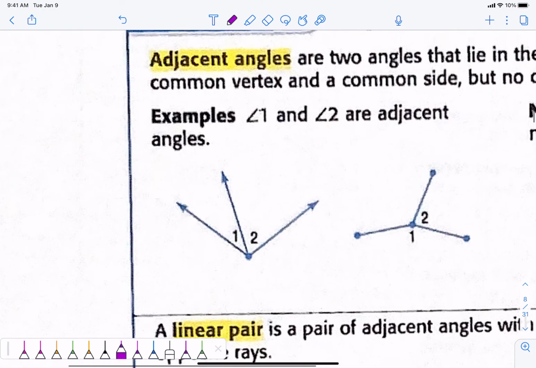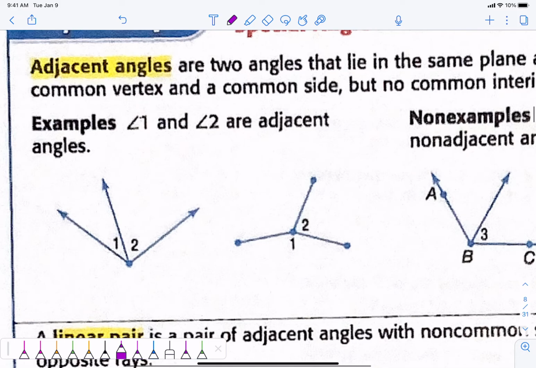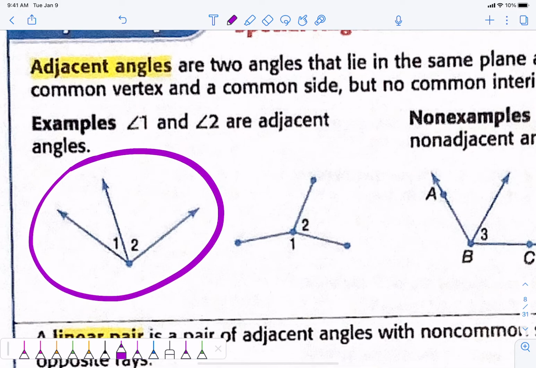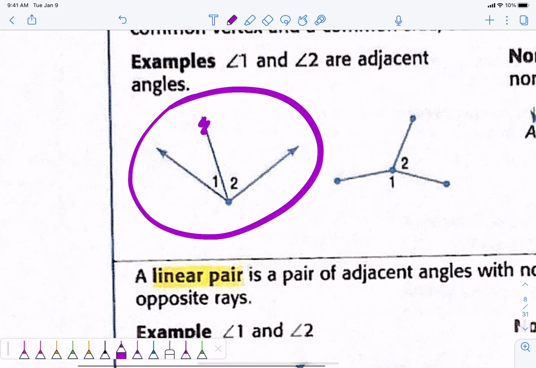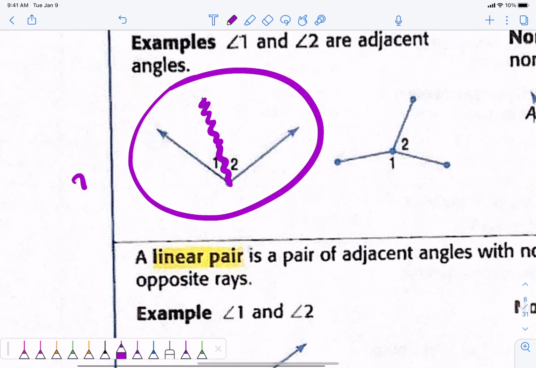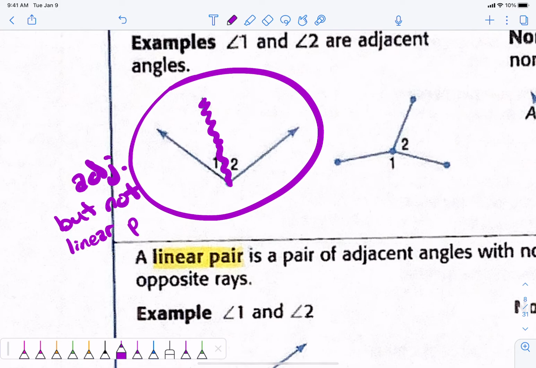All right, let's go down to this box. Those are the first 2 things that they have going on here. So adjacent angles, these guys are adjacent. They are right next to each other. They are sharing this side and they have the same vertex. So angle 1 and angle 2 are adjacent, but they're not a linear pair, because they do not form a straight line. They would have to make a straight line all the way across in order to be a linear pair.